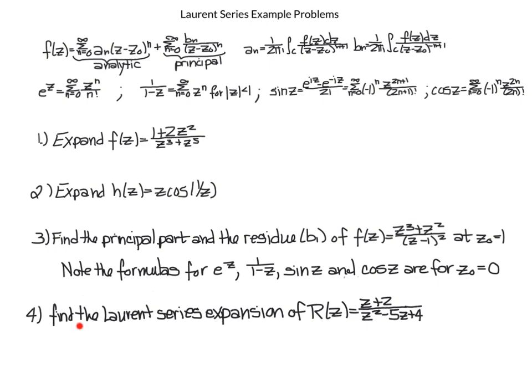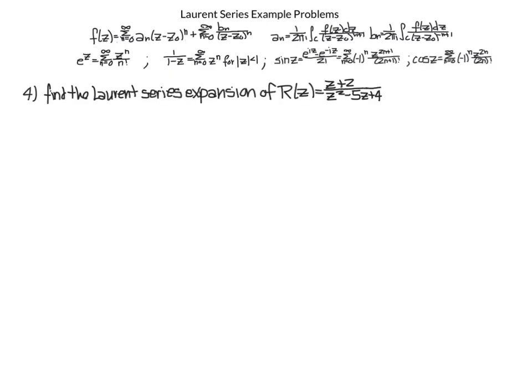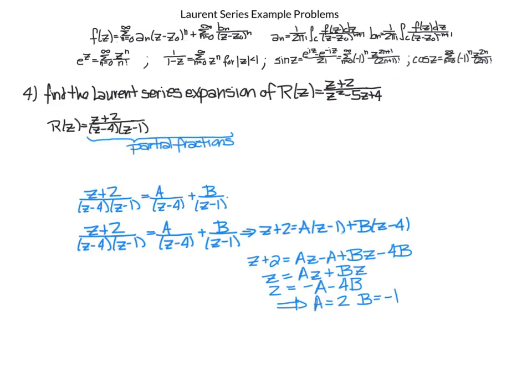Our last problem is to find the Laurent series expansion for r of z, which is equal to (z + 2) divided by (z squared minus 5z plus 4). The first thing to do when we have this polynomial over polynomial and we're not trying to center it somewhere other than 0 is we're going to simplify our fraction.